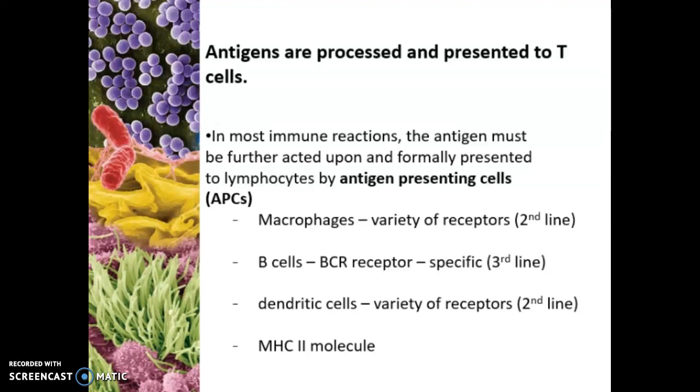So there are three types of antigen-presenting cells, sometimes just referred to as APCs. The macrophage and the dendritic cells are both part of the second line of defense. And then the B cells, utilizing the B cell receptor, are the third line. And these cells are able to present antigen through the MHC class II molecule.